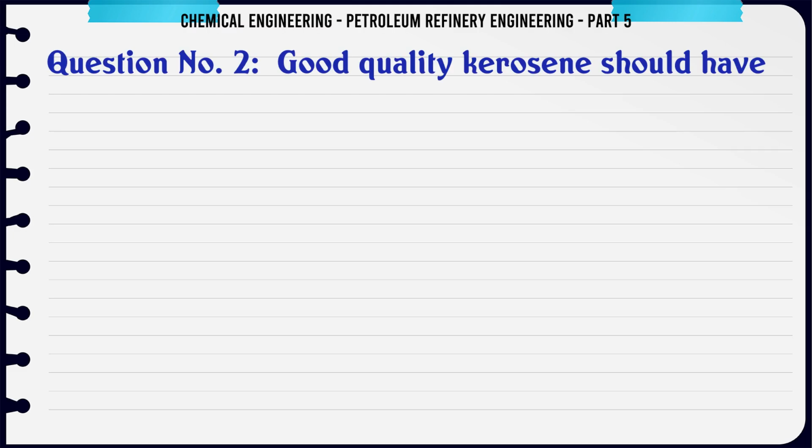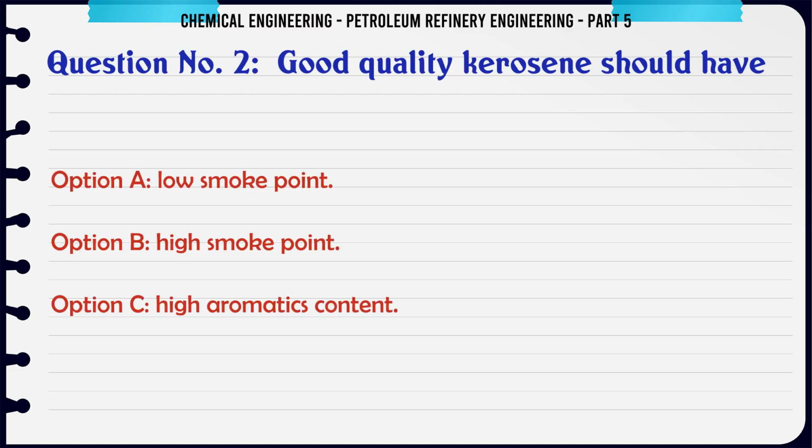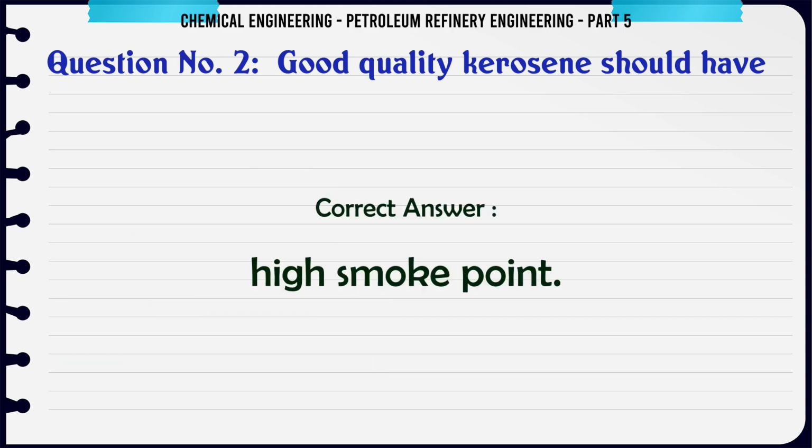Good quality kerosene should have A. Low smoke point. B. High smoke point. C. High aromatics content. D. Low paraffins content. The correct answer is high smoke point.